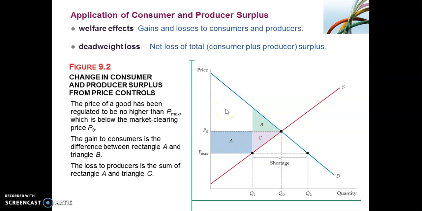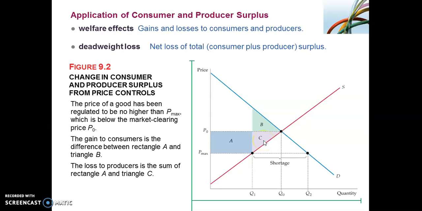to consumer surplus. Producers also lose out on triangle C because output Q1 is what is being supplied, and there are those that would have left the market because they cannot supply at this particular price Pmax because they have a higher marginal cost per unit as represented by this portion of the supply curve. So therefore the loss to producer surplus would have been minus A minus C.